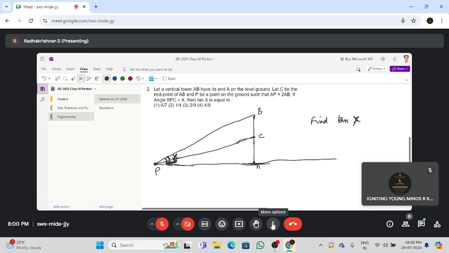I'll give some clues. Let's say this is your X. Since there is X here already, let's say this is A, and this is also A. Then AB is now 2A, and AP is twice of that, 4A. Let's write it like that: A, 4A. So now try to find out what your tan X is.